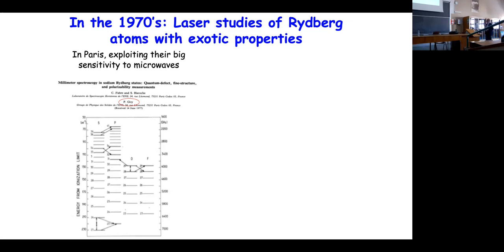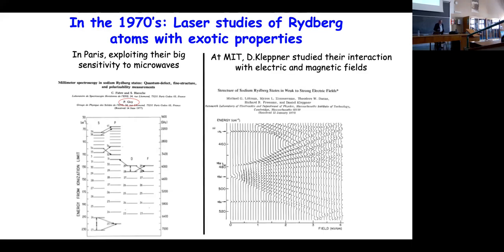So this is what we did in Paris back in the 1970s. We had colleagues working in the United States, in particular the group at MIT, Dan Kleppner, who was working with the same kind of system. And what he did was to study what is called the Stark effect. What happens to the energy levels when you apply an electric field?